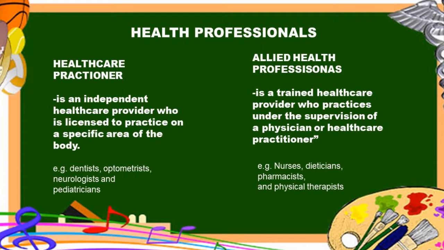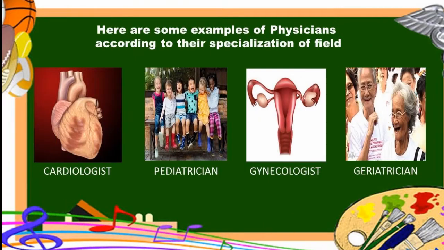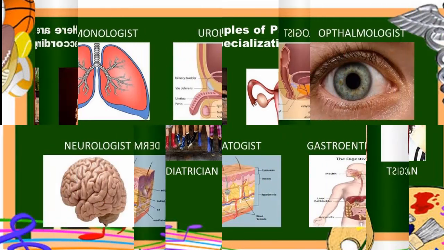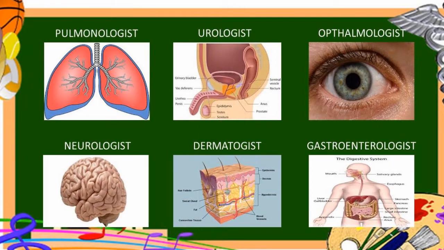Now, here are some examples of physicians or doctor according to their specialization of field. Sa heart, we have cardiologists. Of course, sa children, we have pediatrician. For female reproductive organ, we have gynecologists. For senior citizen, we have geriatrician. For lungs, we have pulmonologists. For male reproductive system, we have urologist.